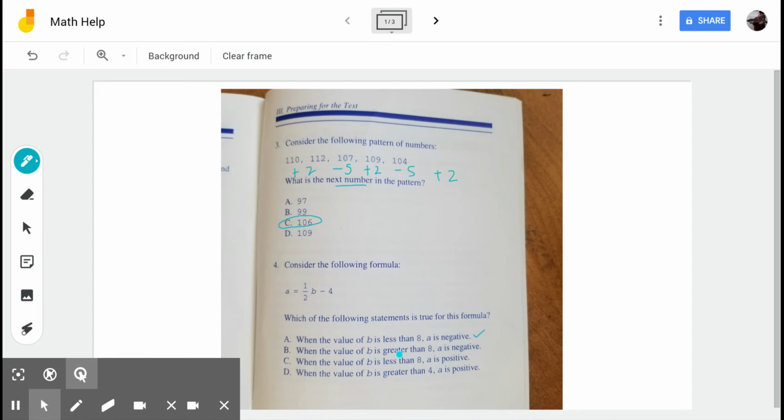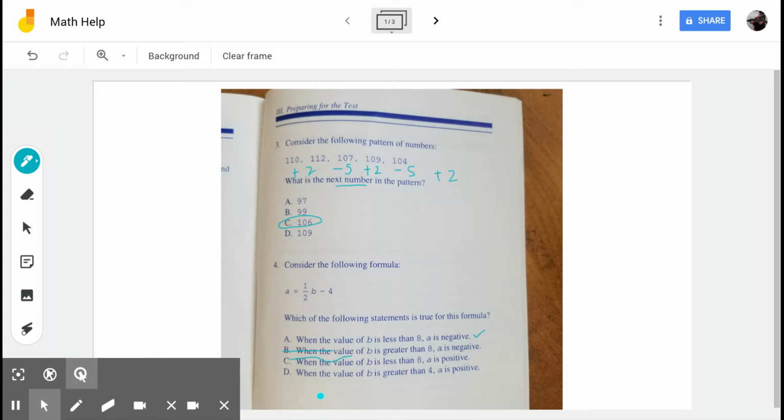All right, if B is greater than 8, then A is negative. So B is greater than 8. Let's try 10. Half of 10 is 5 minus 4 is positive, so that is not true. A and C are opposites of each other, so B is less than 8 and it says A is positive. We already determined that if B is less than 8, A is negative, so we can say that's not true.